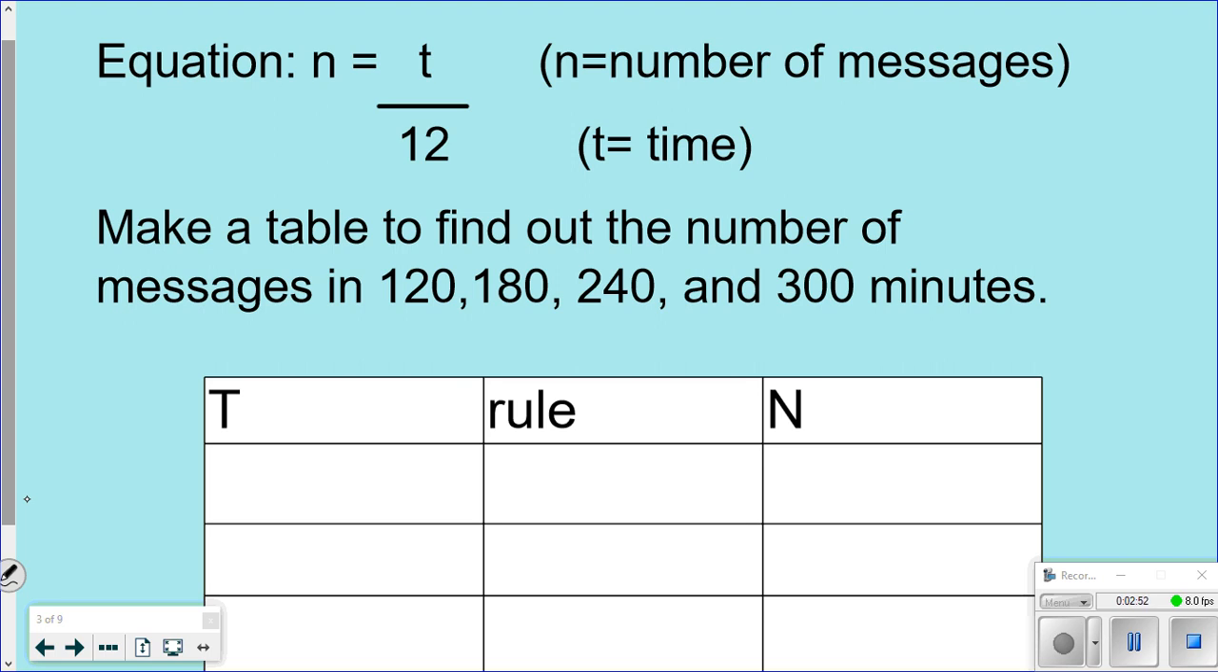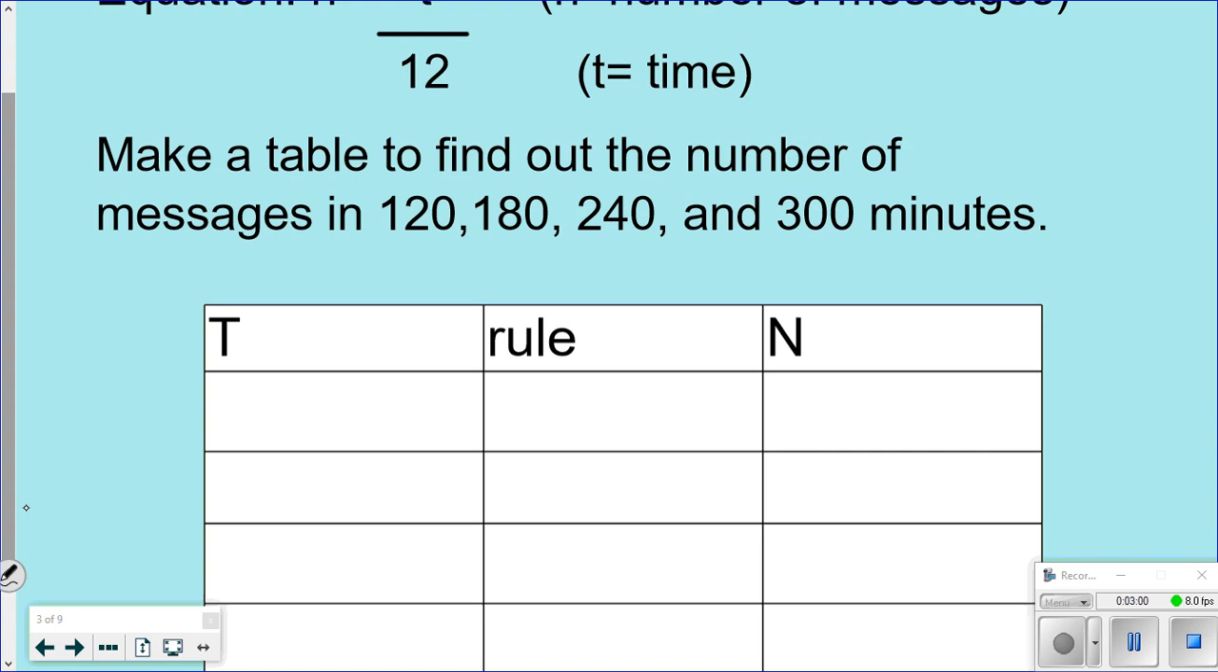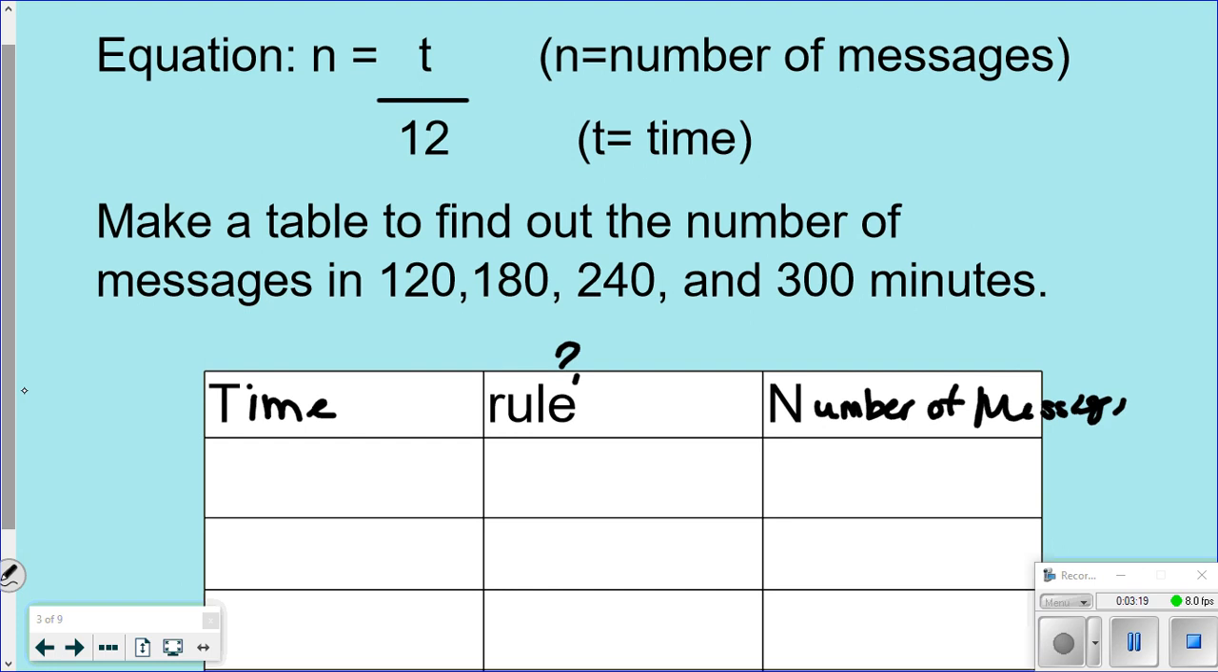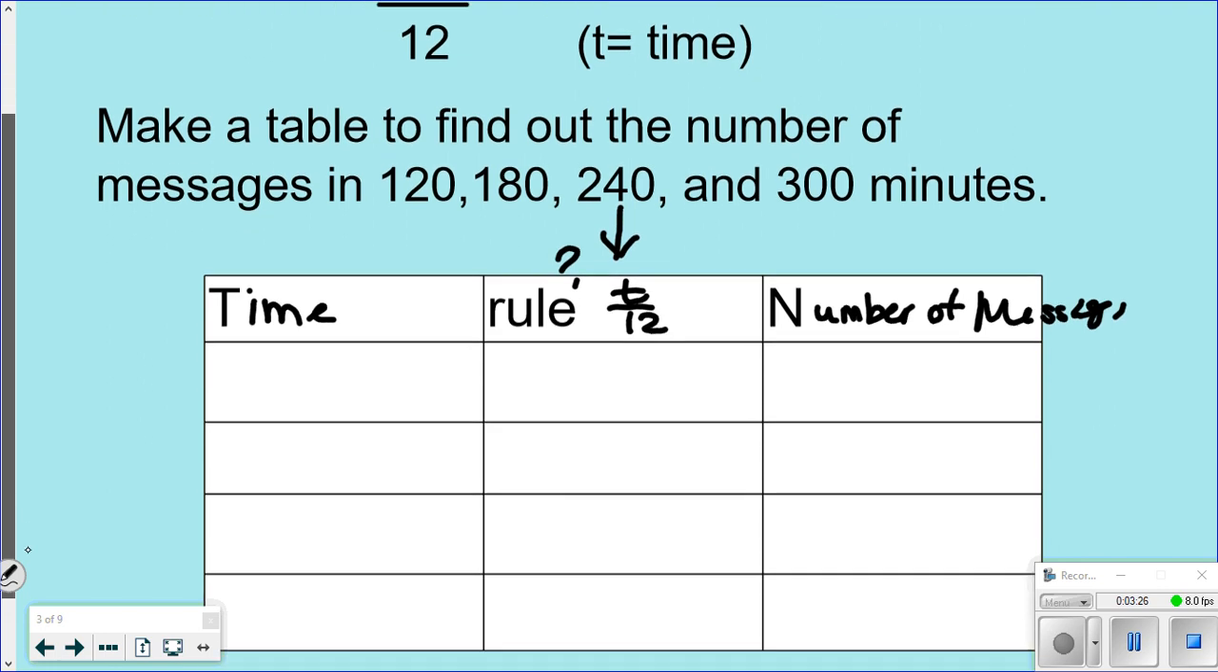Then it says make a table to find out the number of messages in 120, 180, 240, and 300 minutes. You can see I already made a table. t is time, and this is number of messages. Now you might be wondering what the rule is. A lot of times the rule is the equation. So the rule was what? t divided by 12. I put the rule in there too. This column is for you to do work in if you need it. Time, it tells us what to use for the t's up here.